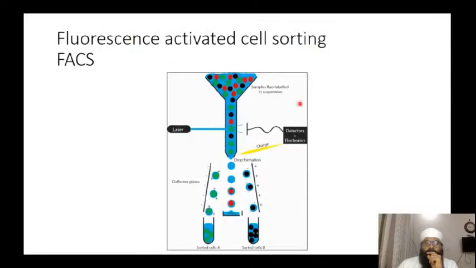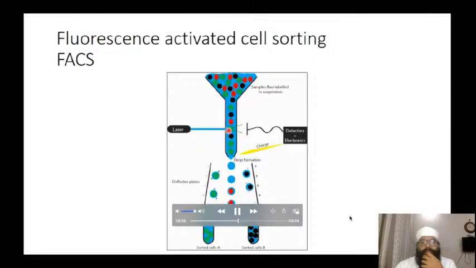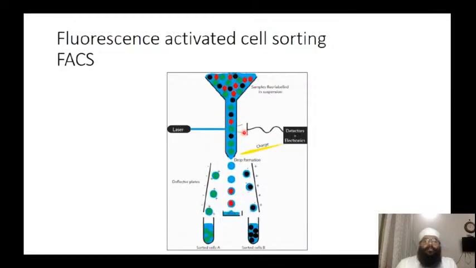This is the FACS mechanism. Here we have the flow cell, and here we have the cells passing one by one through the laser beam. When the cells pass one by one through the laser beam, as we saw before, they will scatter forward light and side scattered light and also fluorescence. All these events will be detected by the detectors.